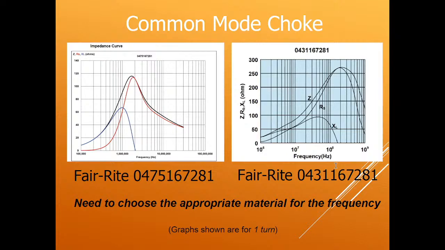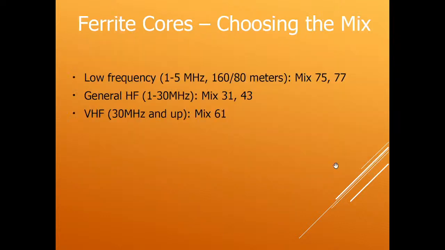And then this one here is mix 31, and this one is good for anything from 1 megahertz to 300 megahertz, but it peaks up pretty high up here at about 200 megahertz. But this is a good one for general HF use. And then there are a lot of other mixes available. These are all Ferrite company numbers. Other manufacturers would have different numbering schemes.